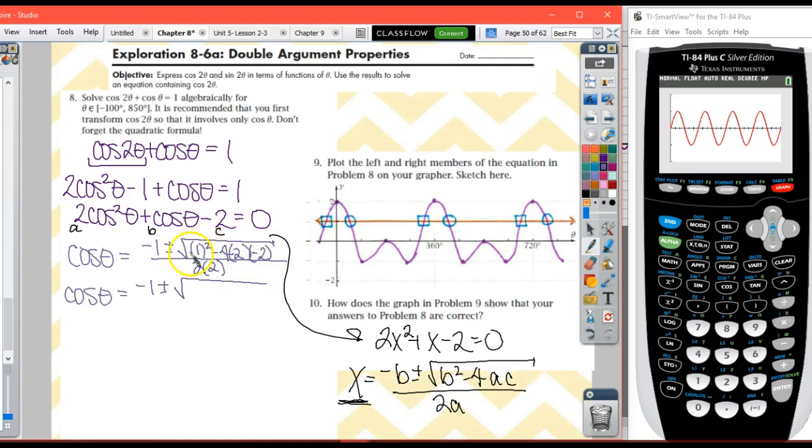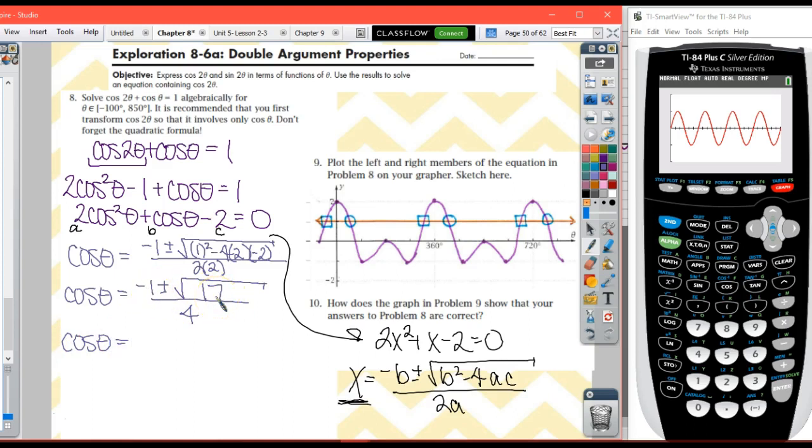I will have a 1 here. Negative 4 times 2 is negative 8 times negative 2 is 16. So I'm going to end up taking a 1 plus a 16, which will give me the square root of 17 all over 4. From here, we can use these answers to find where cosine needs to be equal to these numbers here. So I'm going to type this into my calculator.